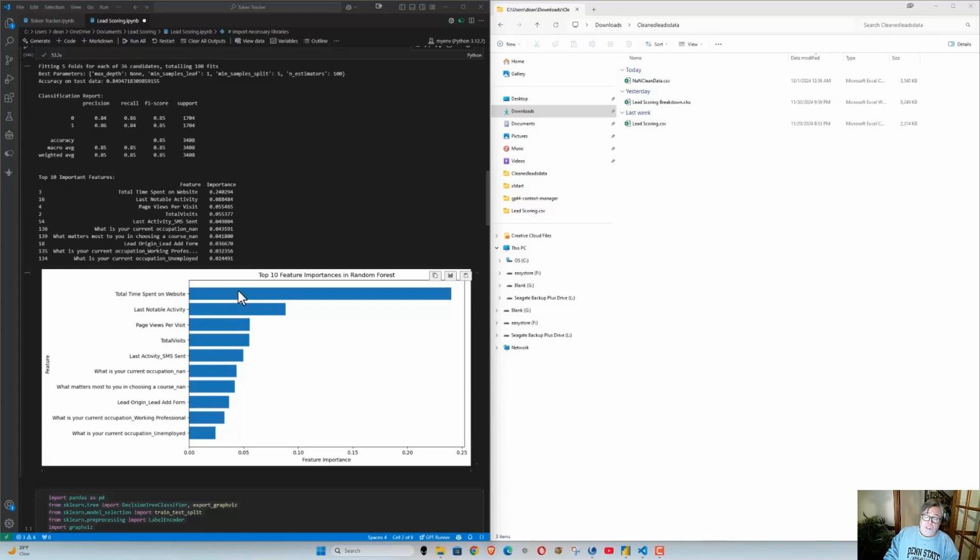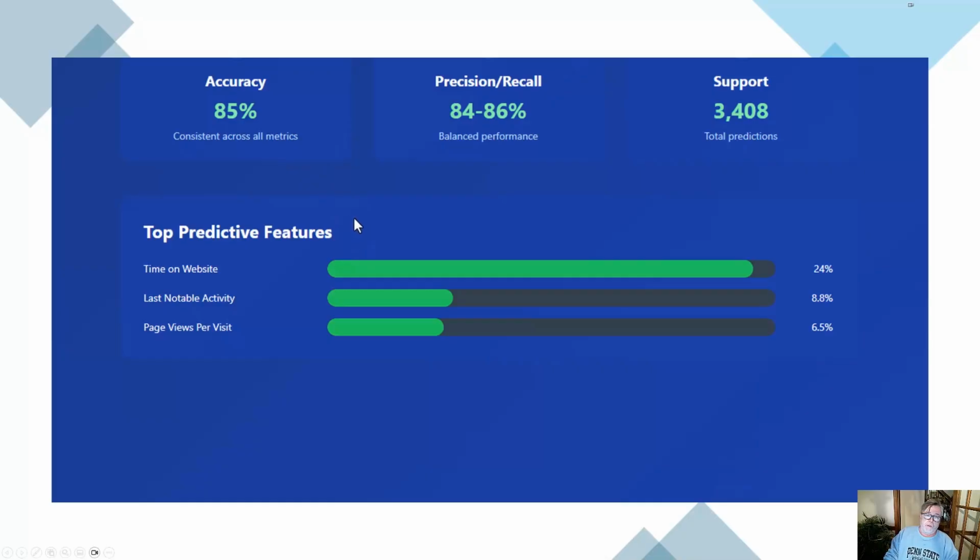Just like with marriage, love was the single most important factor. In this particular case, it was the total amount of time that the person spent on the website that had the most impact on whether or not they converted. Let me go back to the presentation. You were looking at a little bit more detail, but we went from that roughly 30% conversion rate up to 85%. And accuracy is basically how accurate the predictions were and how much of the data we got.